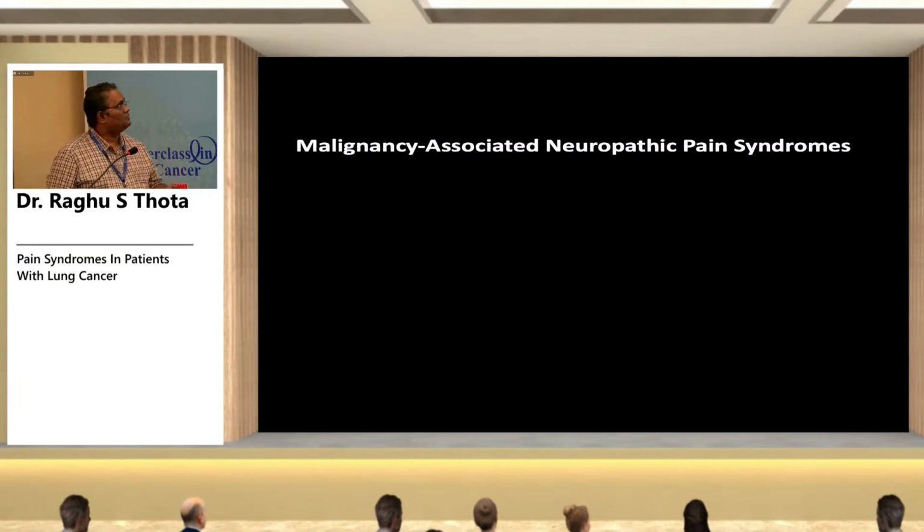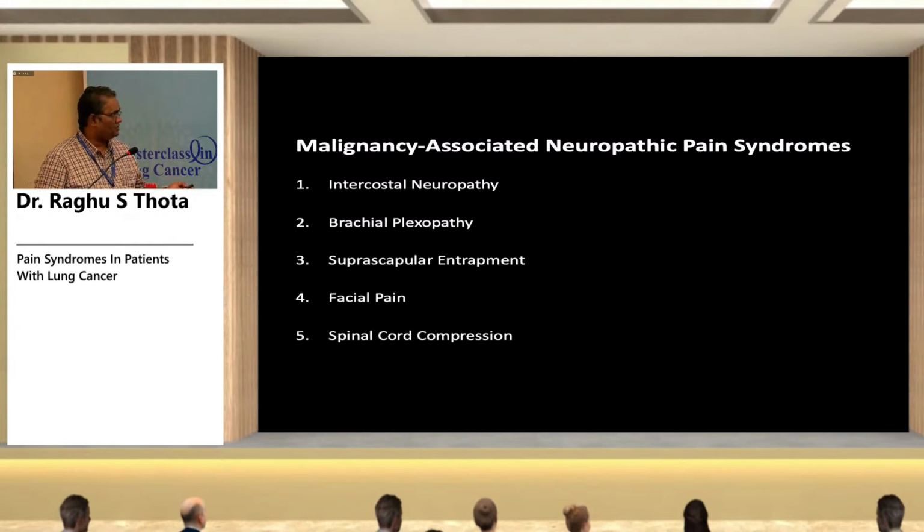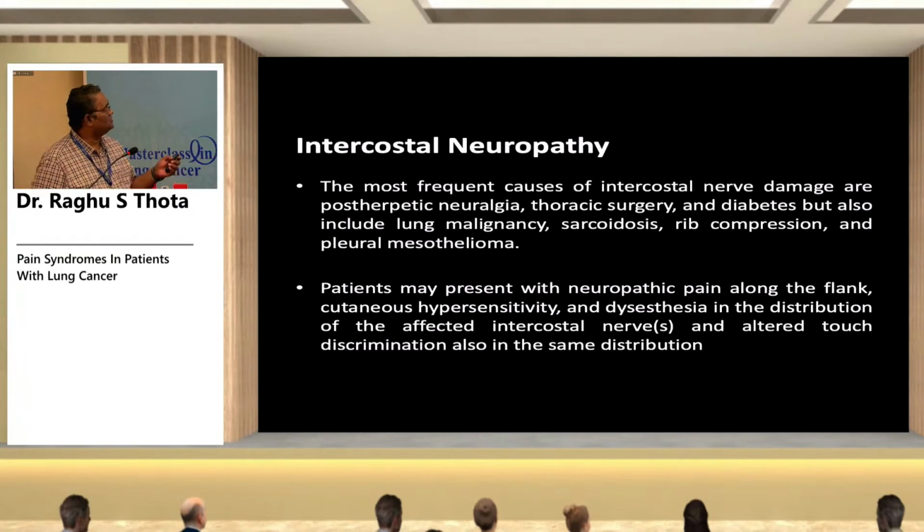Then coming to the malignancy associated neuropathic syndromes. So what are they? Intercostal neuropathy, brachial plexopathy, suprascapular entrapment, facial pain, spinal cord compression. These are the things which I will be discussing in the malignancy associated neuropathic pain syndromes. So coming first to the intercostal neuropathy. The most frequent cause of intercostal nerve damage can be post-herpetic neuralgia.